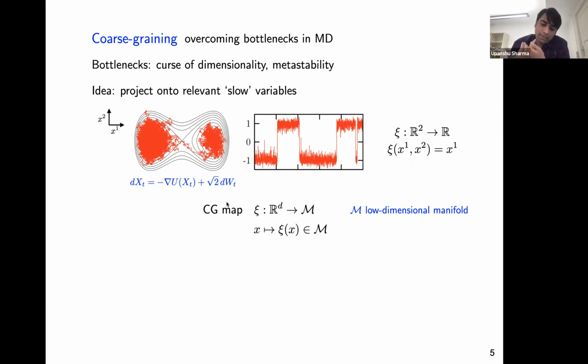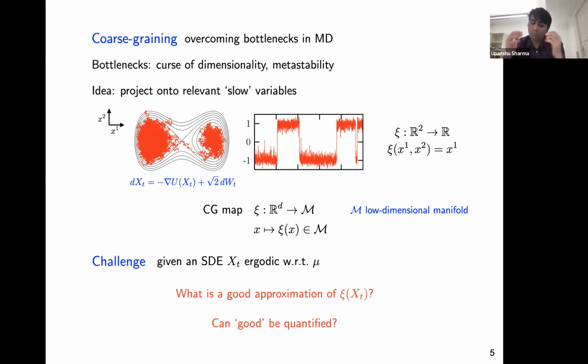But as far as we are concerned, the question then becomes, we are given an SDE, which is ergodic with respect to an invariant measure. And we are given a coarse-graining map ξ. And then the question becomes, what is the behavior of ξ(X_t)? What is this lower dimensional dynamics that you will see? As you'll figure out on the next slide, this lower dimensional dynamics is not really something you can work with in practice. So what is a good approximation of this? And since we are mathematicians, we really wanted to understand what this "good" means.